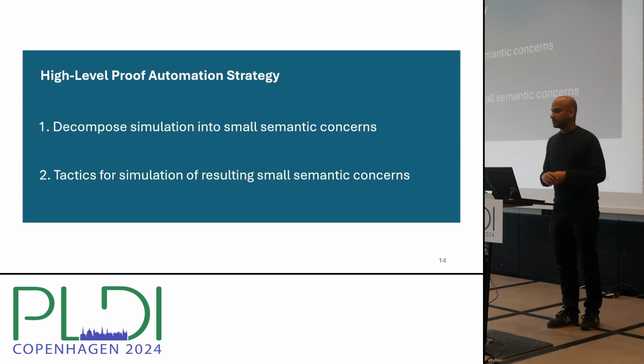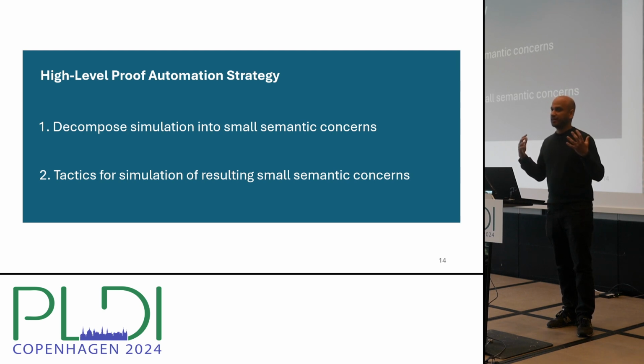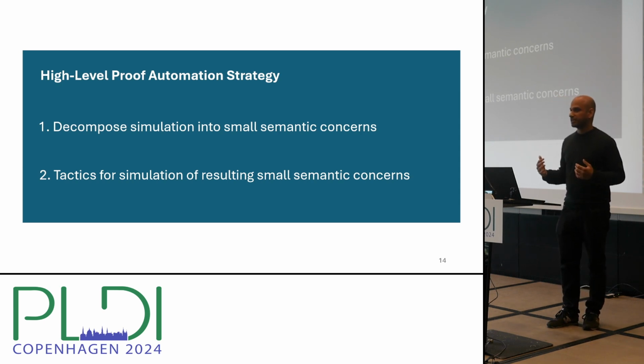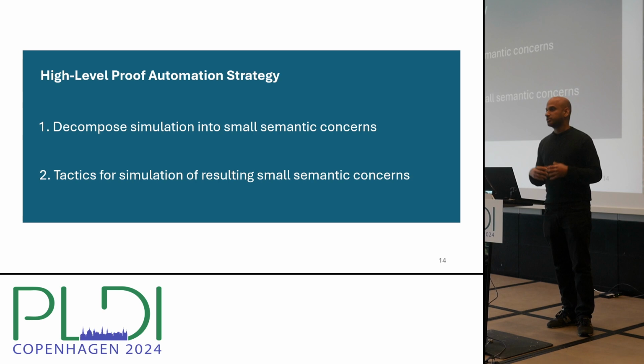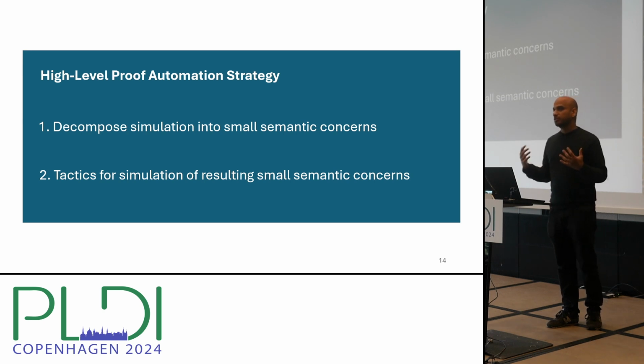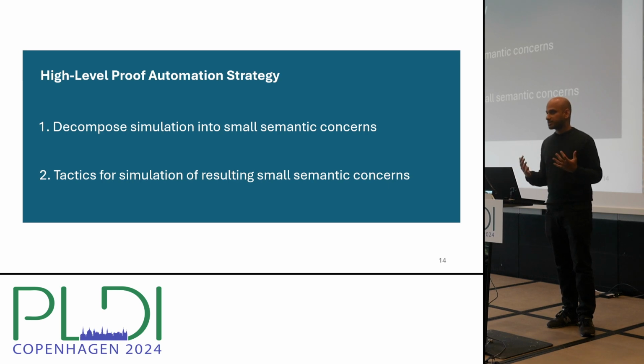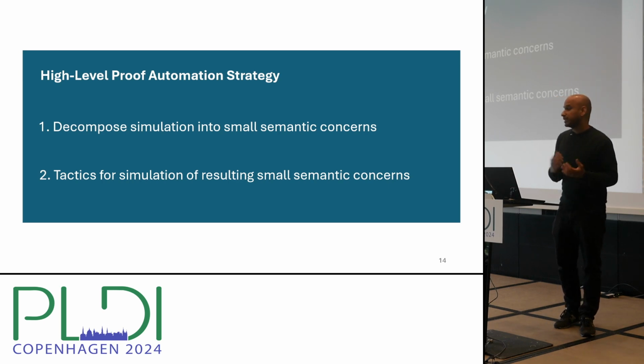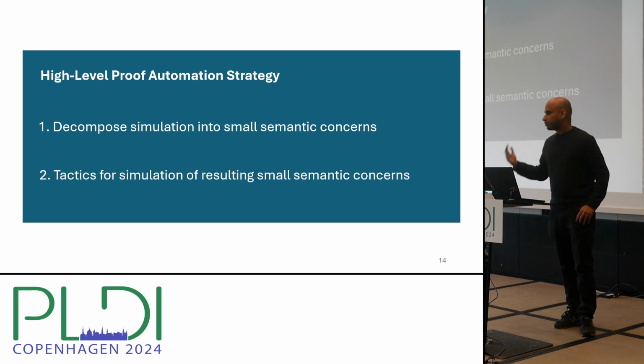So at the high level, our proof automation strategy for automatically generating this simulation certificate is to decompose the simulation into small semantic concerns. The decomposition follows fairly naturally from how the Viper semantics is defined. And then we use Isabelle tactics to discharge the simulation of the resulting small semantic concerns. Our paper outlines much more about how we do this exactly from a technical standpoint. Moreover, the paper also talks about how we deal with the diversity and non-locality challenges that I discussed at the beginning. If you're interested, I refer you to the paper, but I now want to move on to the evaluation.